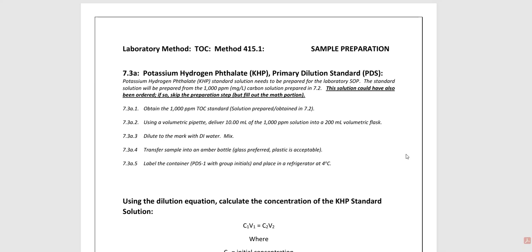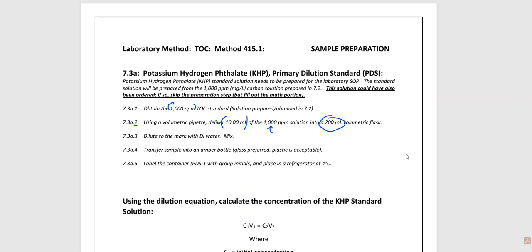So 7.3a1 says obtain that 1,000 ppm from up above. Step 2 says using a volumetric pipette, deliver 10 milliliters of that 1,000 into a 200 mL volumetric flask. Number 3 says dilute to the line with water. Number 4 says mix it really well and transfer it into a bottle if we ask you to. A lot of times we skip this step just to save on glassware. But if there are amber bottles out there, because we know this is going to stay around for a little bit, then we're going to give you those amber bottles. If not, leave them in the flask or put them into a container that we provide.